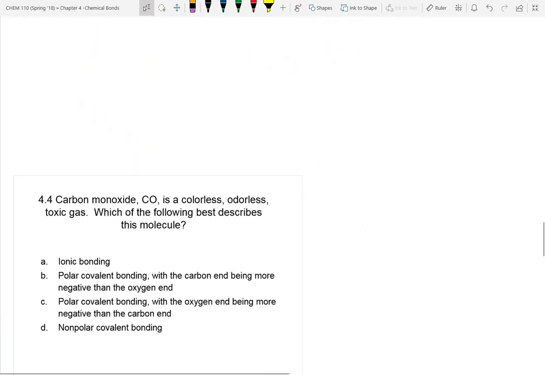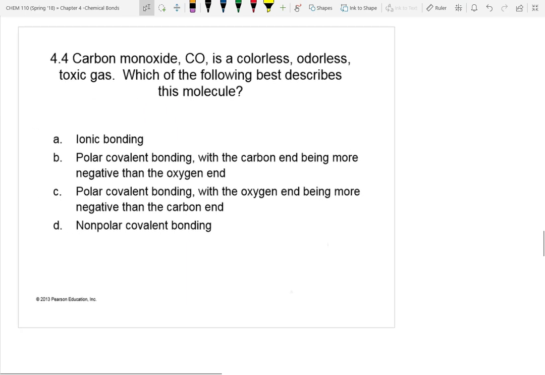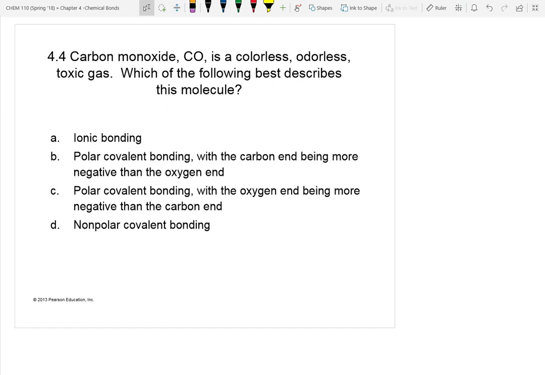All right, let's go to the next one. Carbon monoxide, CO, is a colorless, odorless, toxic gas. Which of the following best describes this molecule? First of all, do you think it's ionic? Can't be ionic. It doesn't have any metals or polyatomic ion, so I'll cross that one out.